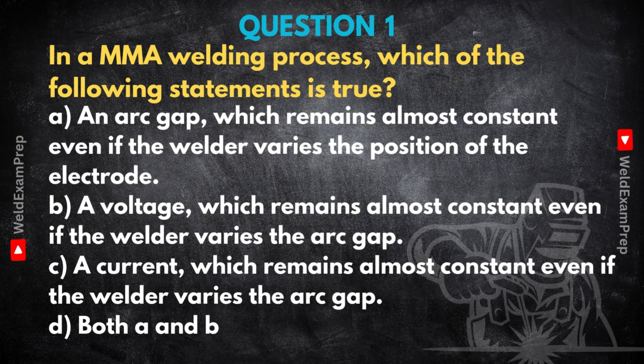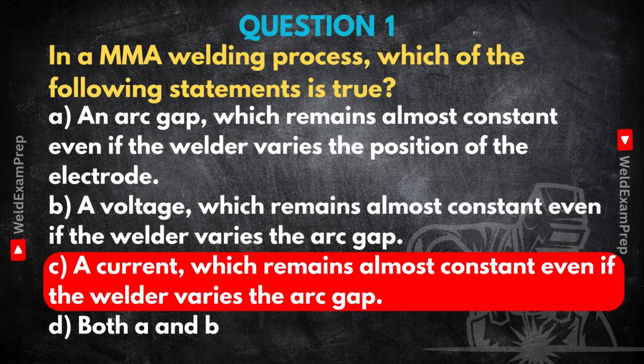All right, take a second. Think about how MMA actually works out there with a real power source. Okay, the correct answer you're looking for is C, a current, which remains almost constant even if the welder varies the arc gap. This is really fundamental to MMA. You see, MMA uses what we call a constant current power source, CC for short. And these machines are specifically designed to keep pumping out a stable, consistent current.